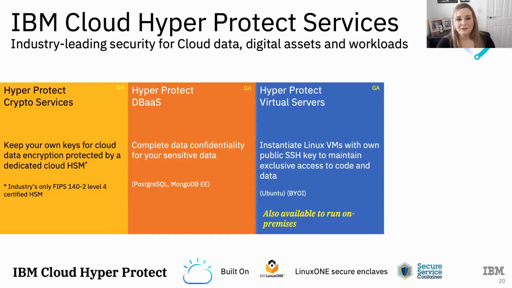So here are the offerings we're going to talk about today. These are IBM Cloud HyperProtect services. They are on IBM Cloud, and one of them you can actually also run within your own data center. We're going to start talking briefly about the HyperProtect crypto service. This is a service where you're basically going to work with our HSM to store your keys for cloud data encryption, but it is going to be protected by the HSM on IBM Z.